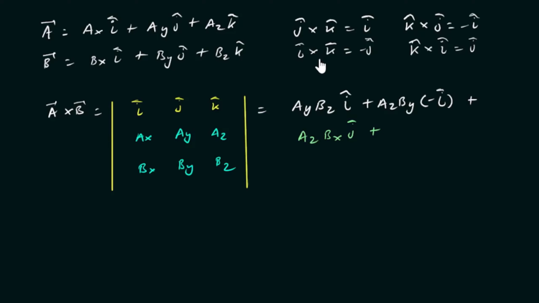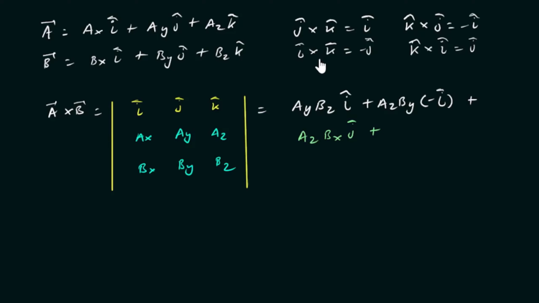Now we are going to find the final K cap component. What is K cap? I cross J is K, and J cross K will be minus K. So I cross J gives ax by, so ax by is K cap, and ay bx is minus K cap.